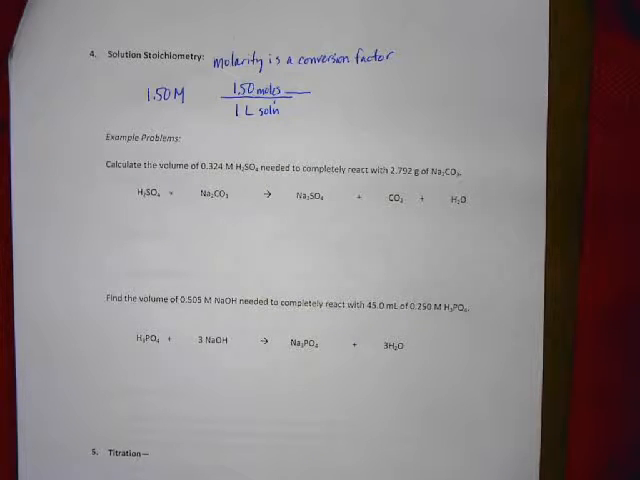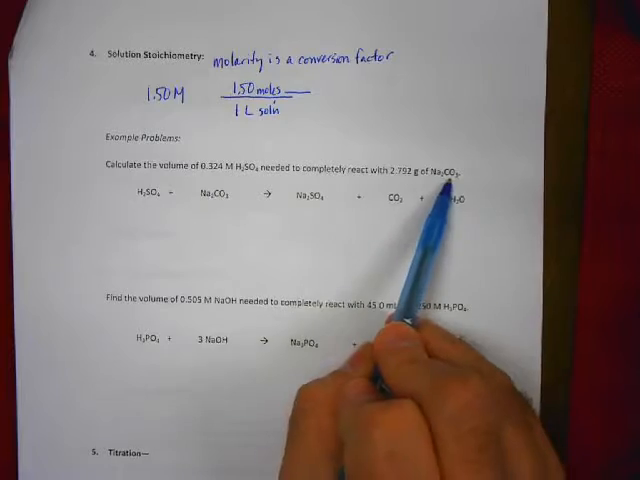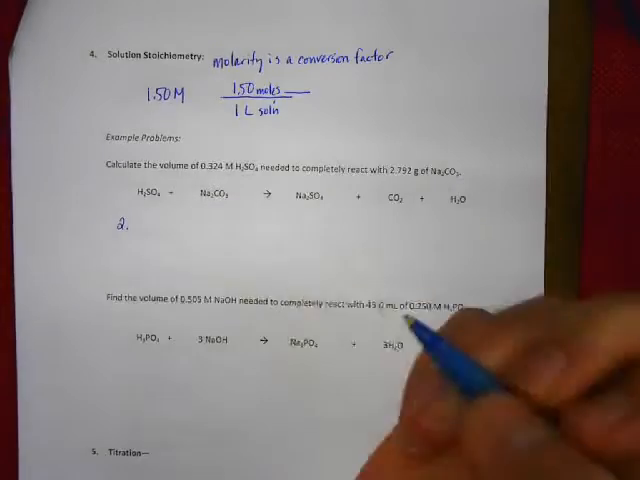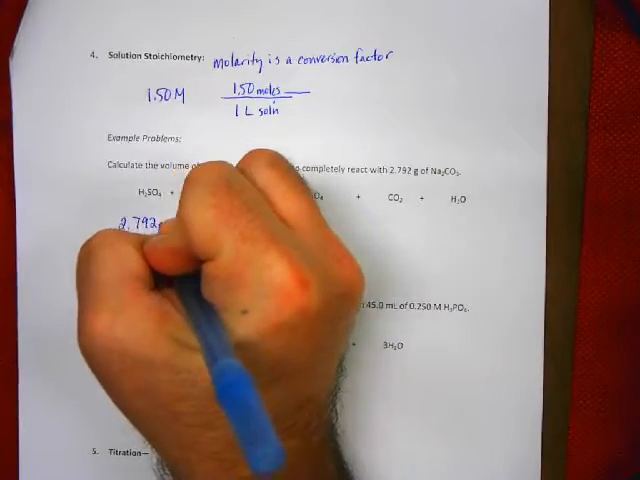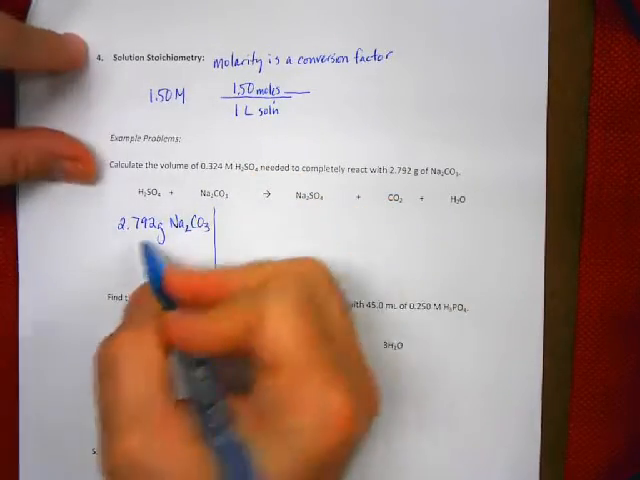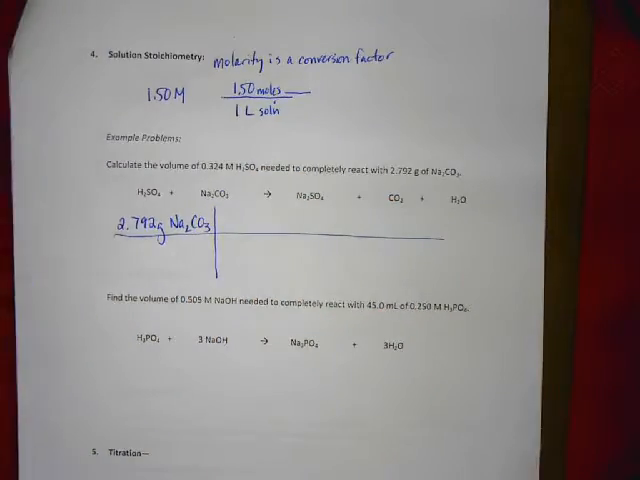So we're going to be starting with our grams given in this case. Molarity is our conversion factor. So we start with 2.792 grams of sodium carbonate, Na2CO3. And as always, we are going to calculate the formula mass for sodium carbonate. Remember to round all of our atomic masses from the periodic table to 2 decimal places. When we do that, we should get a value of 105.99 grams per mole.